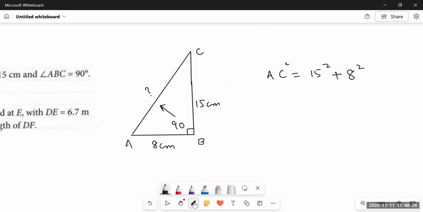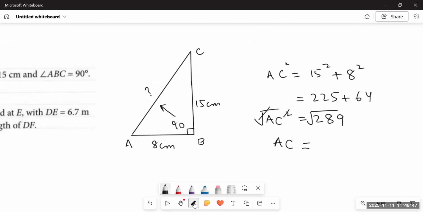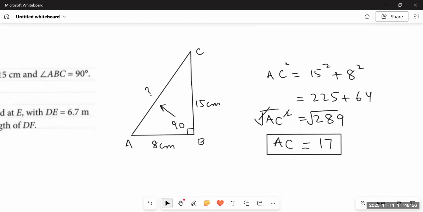The square of 15 is 225, and that of 8 is 64. So together it's 289. And we know that 289 is a perfect square of 17. So we will find the square root on both sides and we will get the answer to AC. That's 17. It means the length of AC would be 17 centimeters.